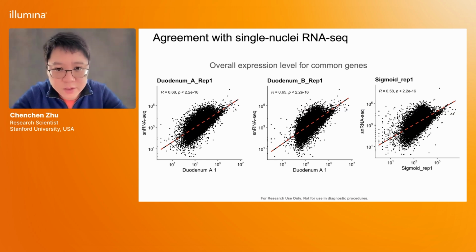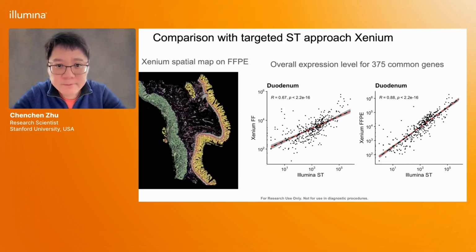You don't get the spatial information at all. And the other thing we did a little bit of comparison on is how this compares with the targeted approach, for example, the Xenium from 10x. And you see we applied this Xenium technology to one of our FFPE blocks, and you see the spatial map. You clearly see the same layering as we saw with the Illumina data.